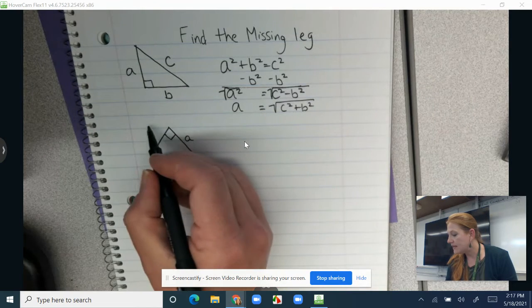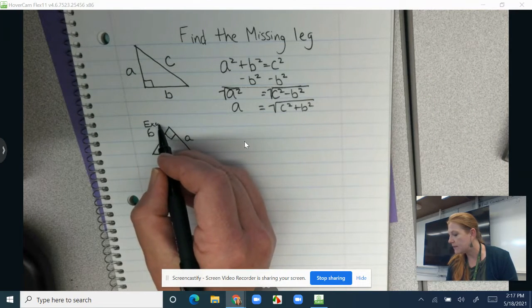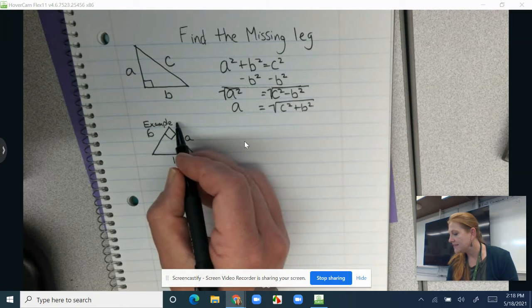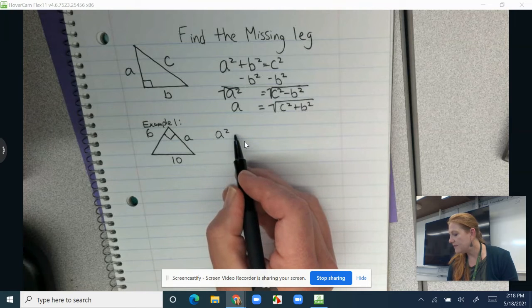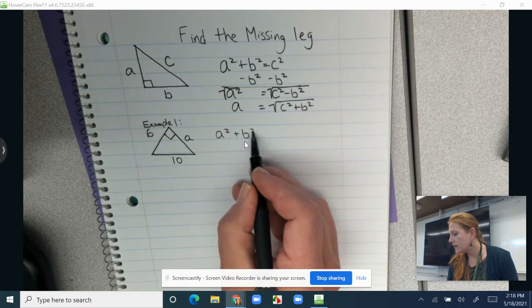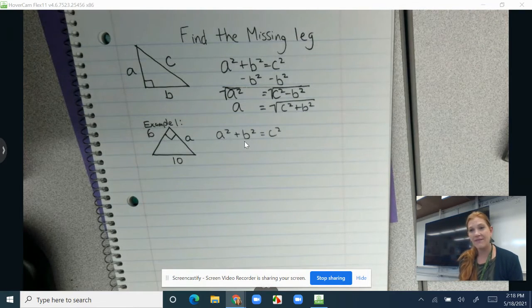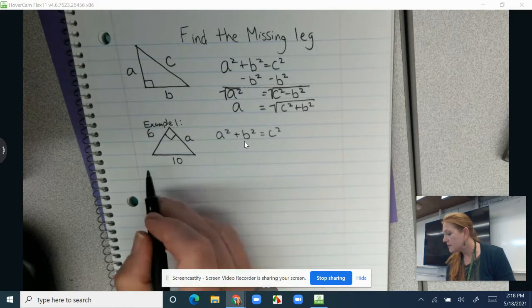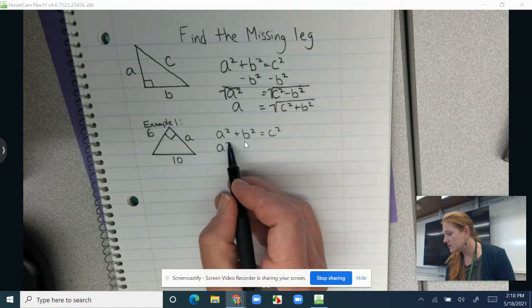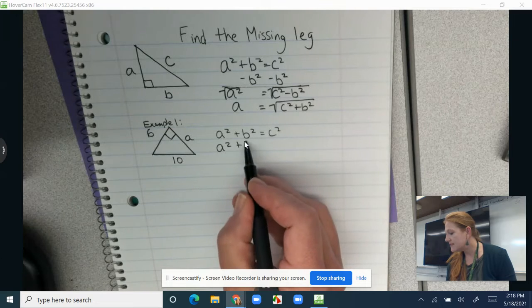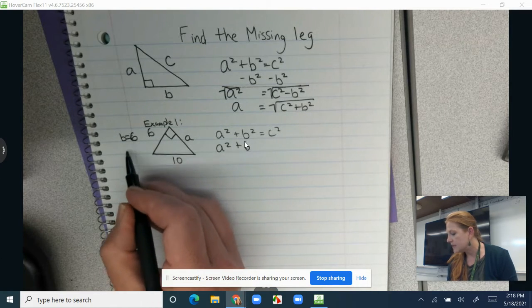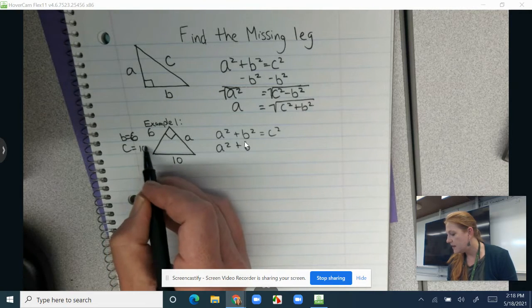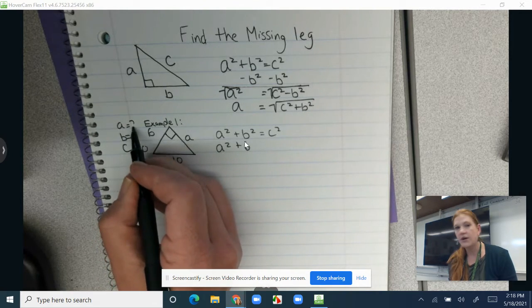So if we're going to apply this, let's call this Example 1. If we're going to apply the Pythagorean theorem, A squared plus B squared equals C squared, let's go ahead and plug everything in that belongs in the right spot. So we don't have an A, so I'm going to leave that as A squared. We do have a B. It's 6. So B equals 6, C equals 10, and then A is our unknown.